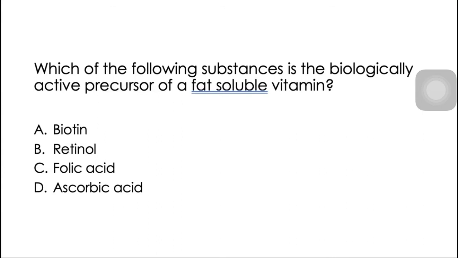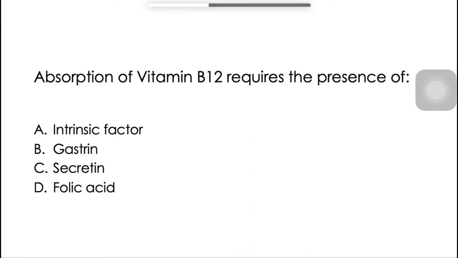So for fat-soluble vitamins, we have your vitamin ADEK, di ba? Vitamin A, vitamin D, vitamin E, and vitamin K. So vitamin A here is your retinol. So we have letter B. Okay. Absorption of vitamin B12 requires the presence of.